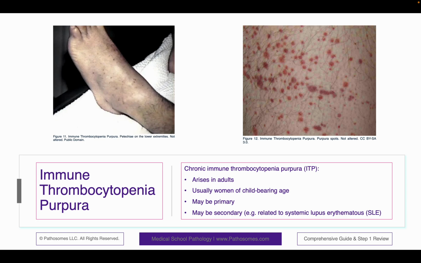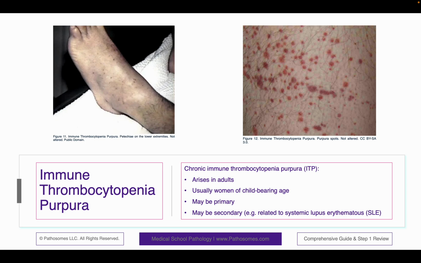Chronic immune thrombocytopenia purpura usually arises in adults, and usually those adults are women of childbearing age. This may be primary, like it just happens, not precipitated by another issue, or it may be secondary, related to a condition such as SLE, systemic lupus erythematosus. You remember that classic rash associated with SLE? Malar rash, butterfly rash. It's going to come up, I guarantee it.